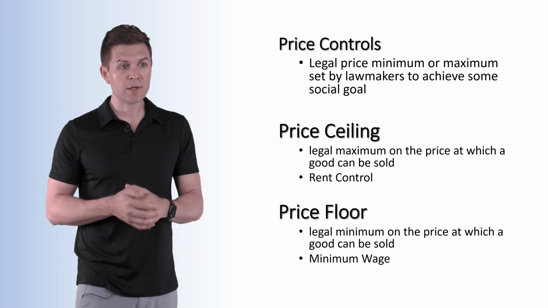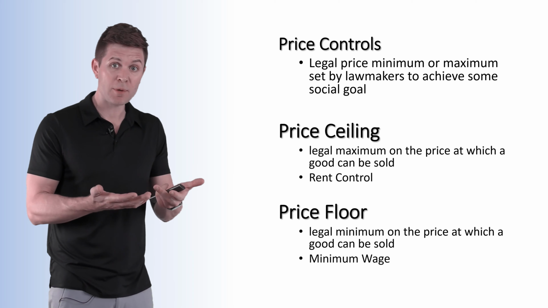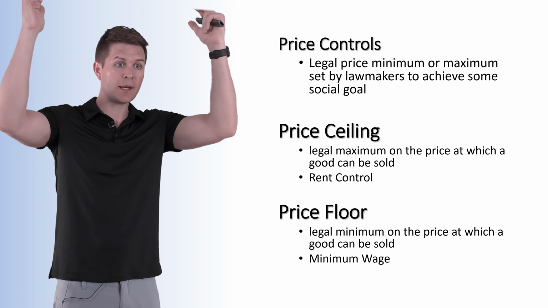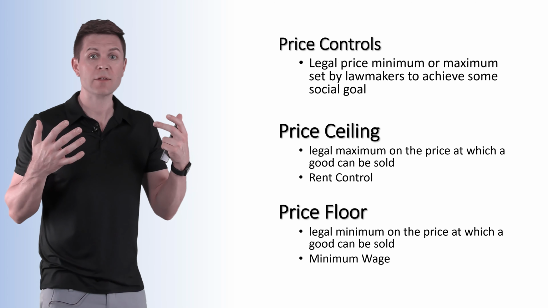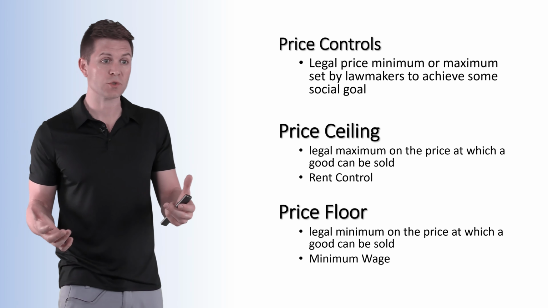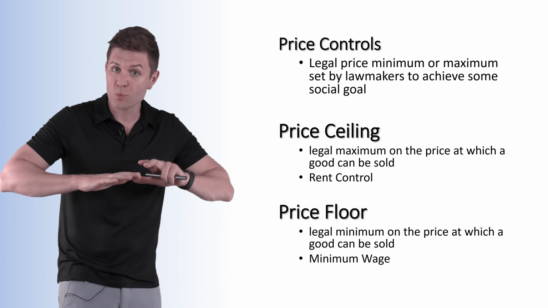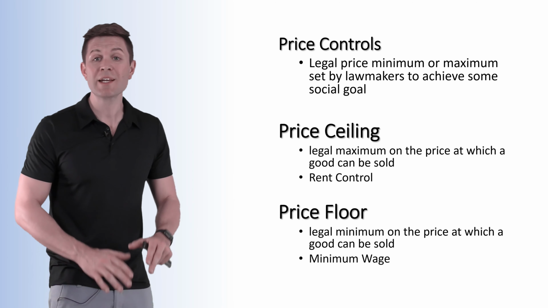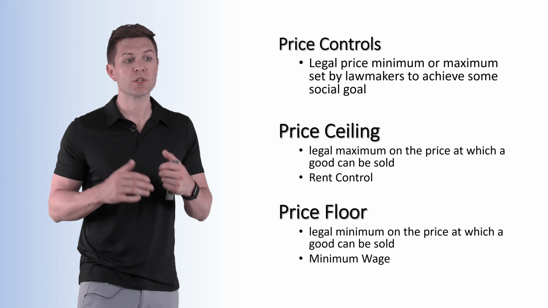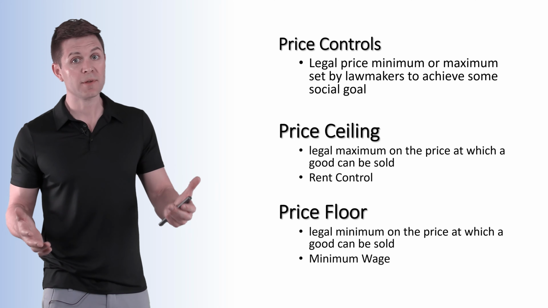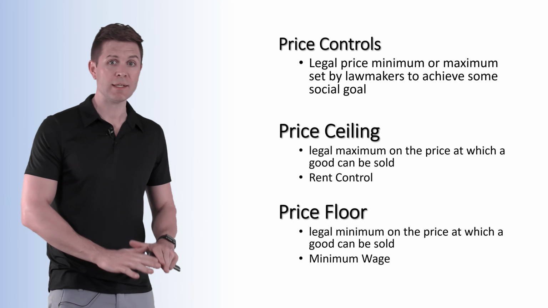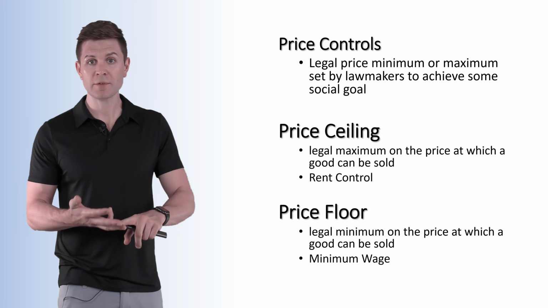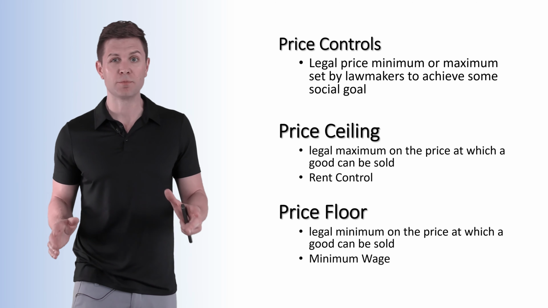Price ceiling and price floor. Price ceiling is a legal maximum. We cannot go any higher than it. That's a price at which a good can be sold. So something that has a price ceiling would be rent control. Now price floors, we can't go below them. So a legal minimum on a price at which a good can be sold. A good example of this, minimum wage. When people are paying for labor, they cannot pay any less than the minimum wage. So price ceilings, price floors, these are both types of price control.